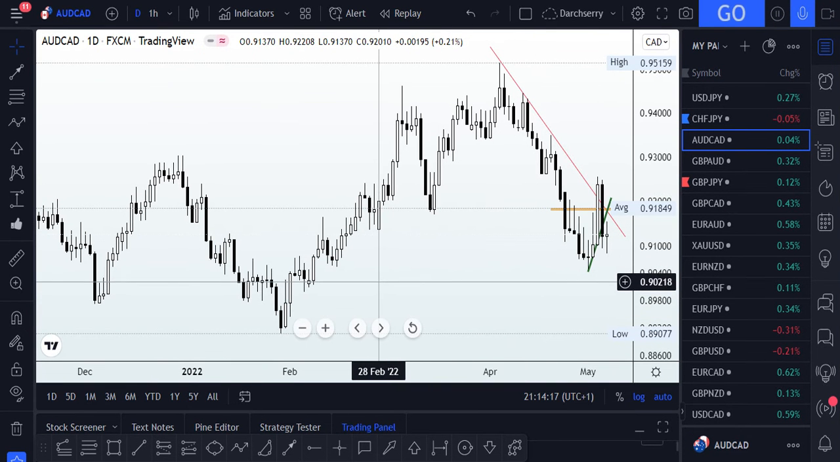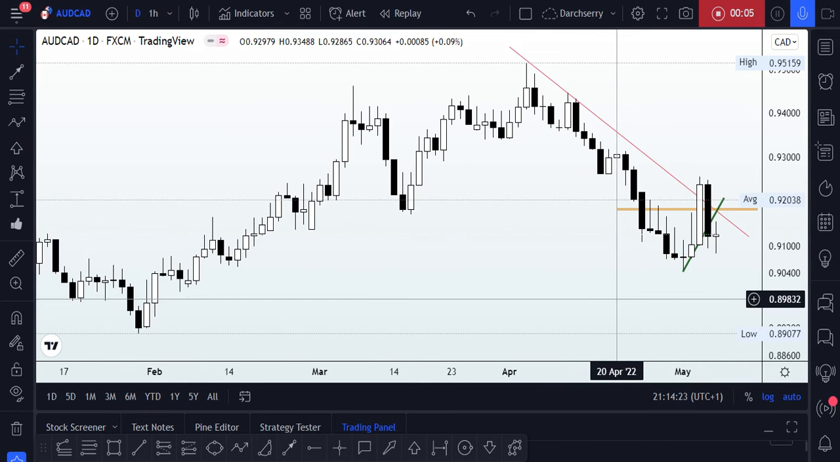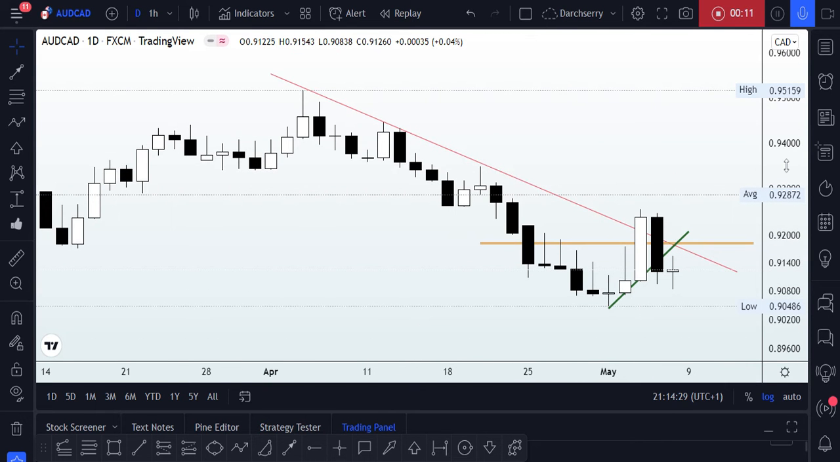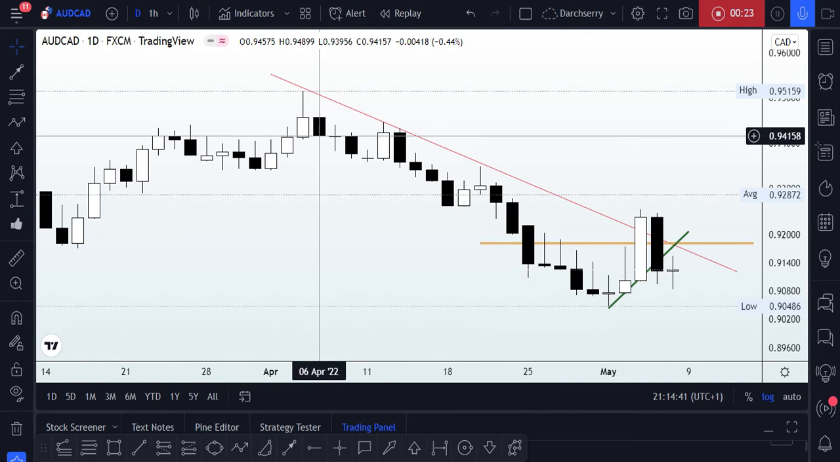Yes, what's happening on AUDCAD? On the daily time frame, we can see that it appears we're on a bearish momentum, as the red trend line could visually represent, connects the series of lower highs during the course of the last 5 weeks.